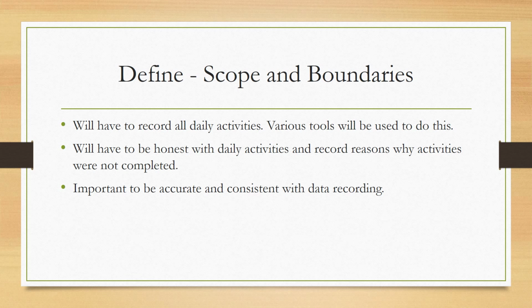Alright, keep going with the define phase, you want to put some scope and boundaries out there. So first, I'm going to have to record every single daily activity, and we're going to use various tools to do that, which we'll discuss in the next slide or so. And it's really going to be important to be honest with myself about the activities and record accurately and consistently, because if I start skewing the data, it takes away from the benefit of the process, and we're not going to get the outcome or the true results or data that we're looking for.